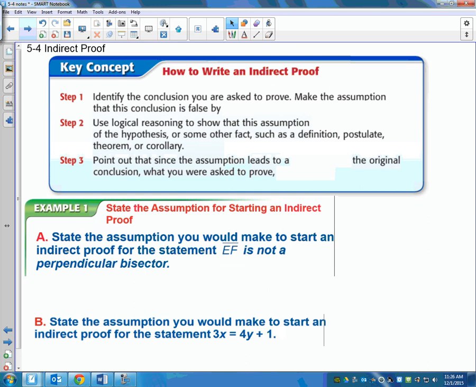It says there are 3 steps to doing an indirect proof, or a proof by contradiction. The first one is to figure out what you're trying to prove, and then make the assumption that this conclusion is false by assuming that the opposite is true. Plus it's fun because you're told your whole life not to assume things, but in proof by contradiction, you get to assume things.